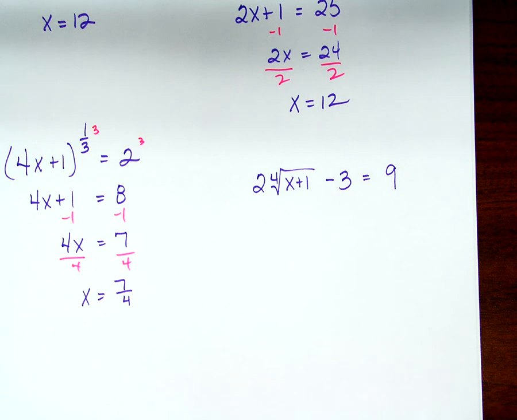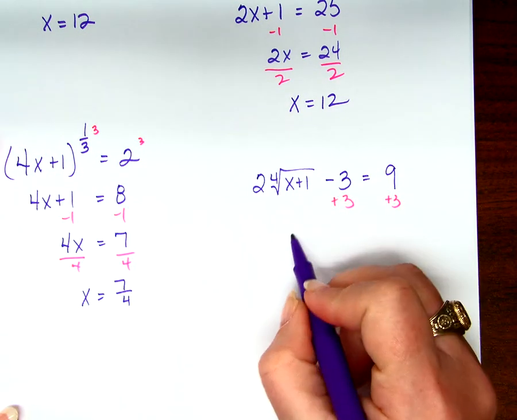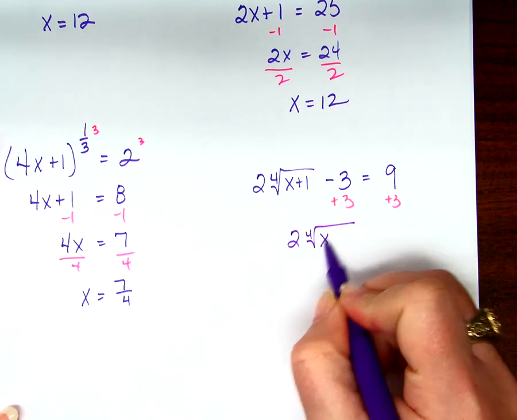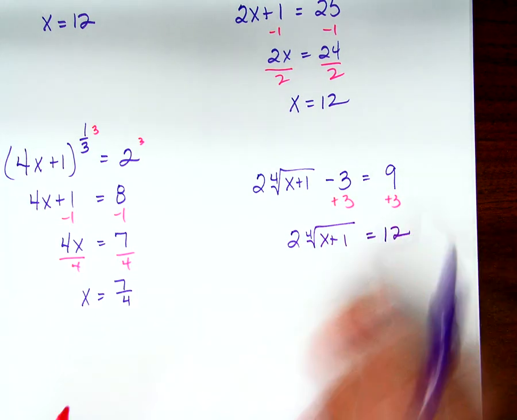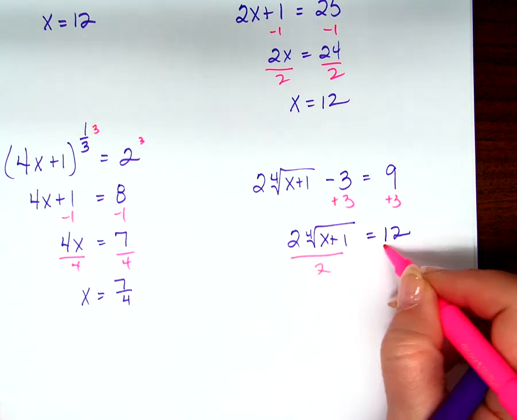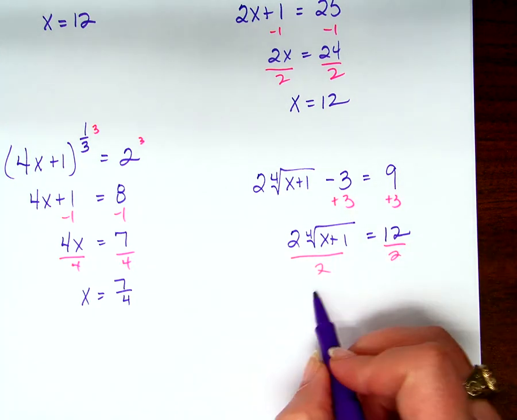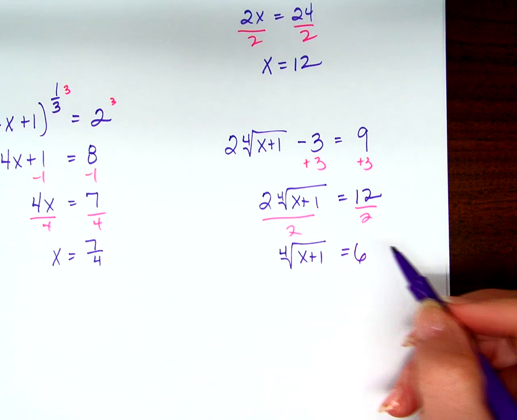What do I do first? Add 3 to both sides. 2 times the 4th root of x plus 1 equals 12. What do I do next? Because remember, what I'm trying to do is isolate the root. So I need to divide by 2. I got to get rid of the 2, right? So I have the 4th root of x plus 1 equaling 6.